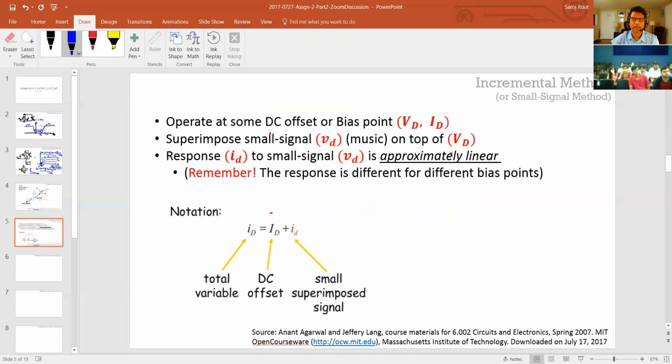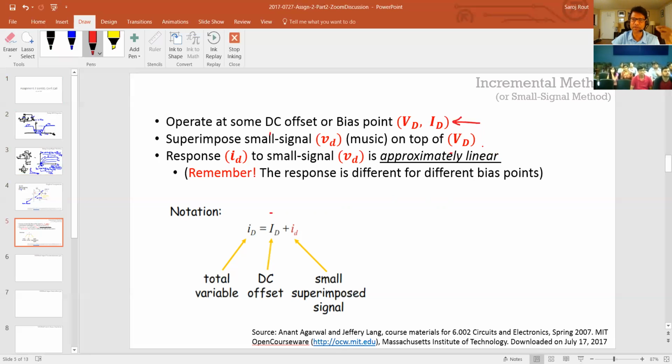Okay. And then we said, the 3 steps really to the incremental method is you actually start with the operating bias point, because since it's nonlinear, the device characteristics change with different bias points. So you want to fix a bias point, otherwise you won't be able to do this. So you fix a bias point. For example, if you're doing a diode, you fix the voltage across it, which will fix the ID across it.